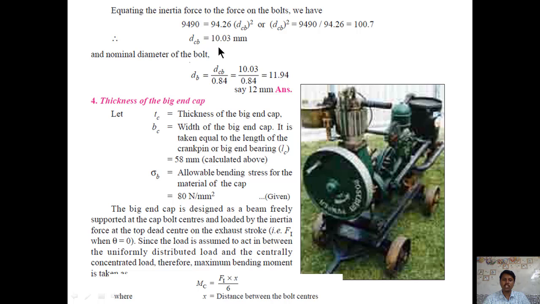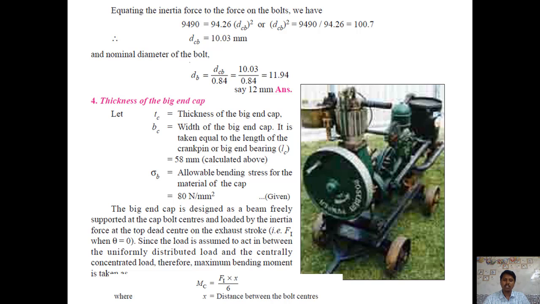Now, we generally express the bolt in terms of nominal diameter. So, hence calculate the nominal diameter. That is dB equal to dCb by 0.84, which is equal to 11.94. We can call it 12 mm. Now, move on to the last component, that is the big end cap, thickness of the big end cap.